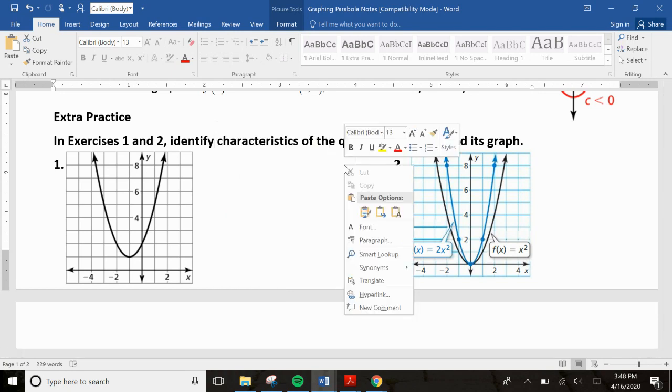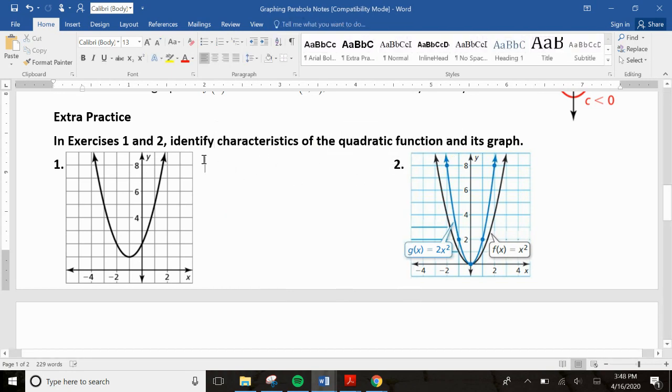Okay, we're good. So for exercises 1 and 2, we want to identify the characteristics of the quadratic function and its graph. So what that means is we want to identify the vertex, we want to identify the axis of symmetry. I do want to talk about domain and range. We haven't yet, but we've talked about it in previous units. We did a few graded assignments on domain and range. I also want to talk about when it's increasing and decreasing. So those are the things: vertex, axis of symmetry, domain, range, increasing, decreasing. So that's like 6 things I want to mention about each graph.